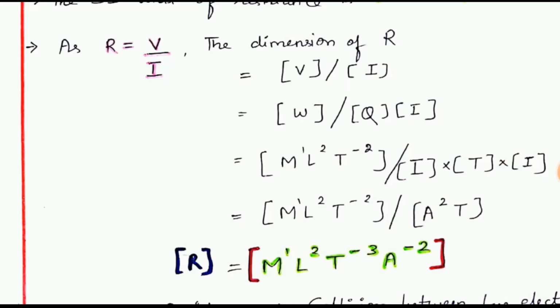Now the dimension of W, that is work done, is M1 L2 T^-2. For the dimension of Q, if you remember, current is equal to charge by time, so charge will be current into time. So Q will be I into T. So the dimension of Q will become dimension of I into dimension of T. With another I in the denominator, this becomes dimension of I squared T. Dimension of I is represented by A, that is ampere, so the denominator becomes A^2 T. After simplifying this, we get the dimension of resistance as M1 L2 T^-3 A^-2.